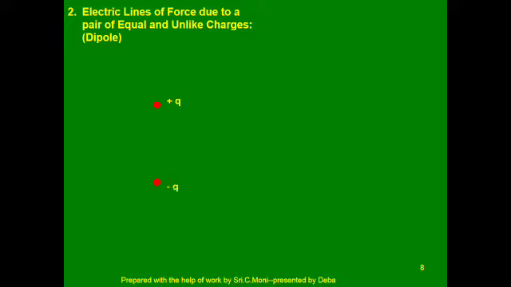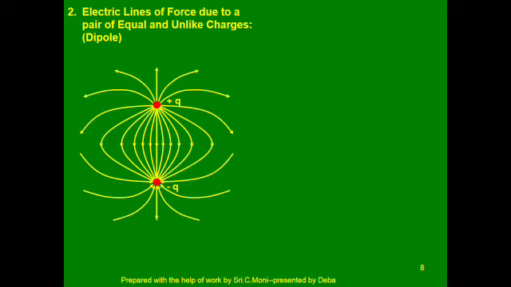Electric lines of force due to a pair of equal and unlike charges, means one is positive, then the other one is negative. Here we have taken plus Q, then the other one will be minus Q. So plus Q and minus Q, that is actually also called a dipole. You'll be learning about it. The direction of the electric field lines will be like this.